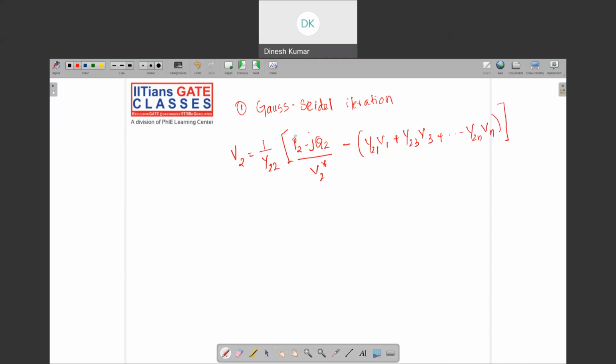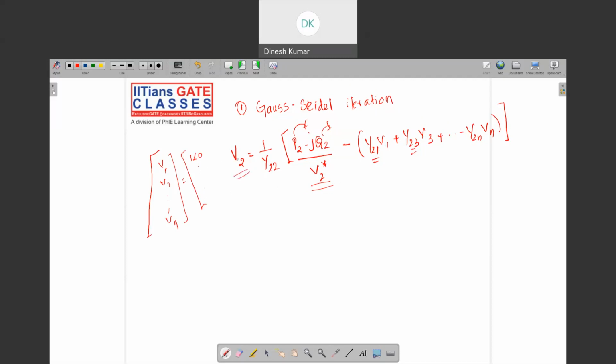We already know the scheduled power P2 and Q2 if it is a load bus, and if it is not a load bus, we have to find the P2 and Q2 there. We put an initial guess for V2, taking an initial bus voltage matrix V1, V2, etc. up to Vn. We can take the first as 1 angle 0 and others as an initial guess. Using this initial guess, we iterate with all these V1 to Vn and find the new value of V2.